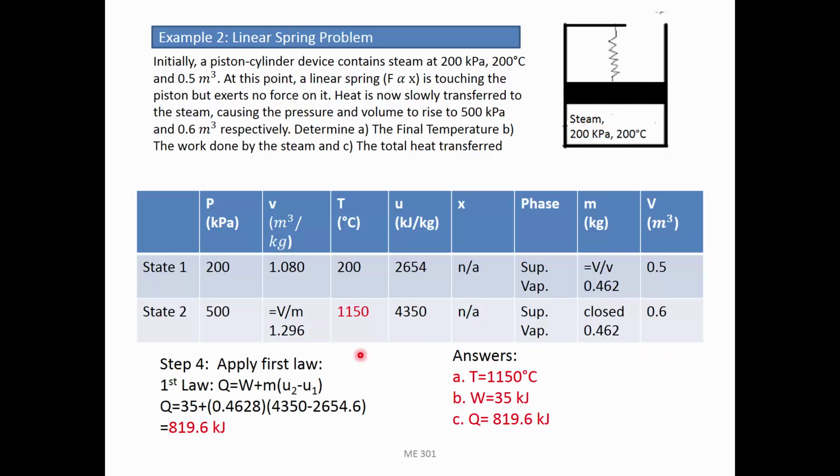We now have everything we need to apply the first law. Boundary work was found on the prior slide to be 35. Mass and internal energies can be found from the table. The total heat transfer turned out to be 819.6 kilojoule. And here are the final answers for the problem.